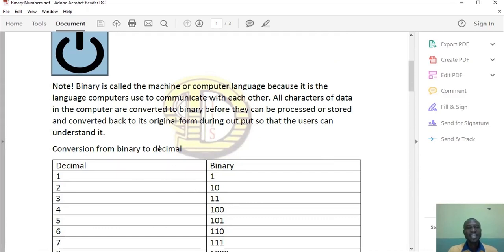Like I said, binary is the language of the computer. And all the data that you see in the computer that the computer wants to use to communicate with another computer is converted to binary. Now, the highest digit in binary is 1 and the lowest is 0. There is no 2 in binary, there is no 3 in binary, there is no 4 in binary. That's why they call it base 2, base below 2.